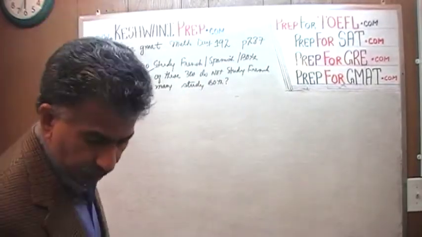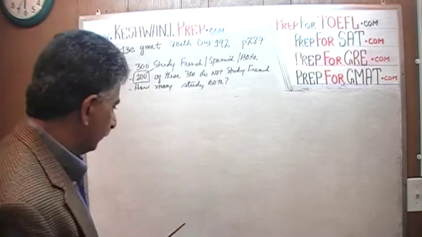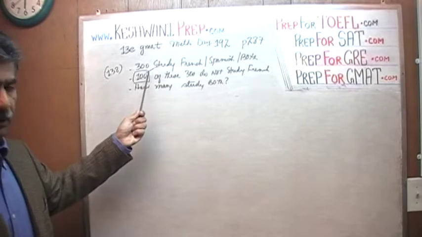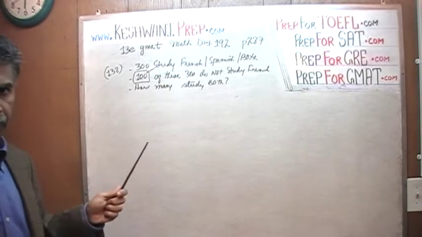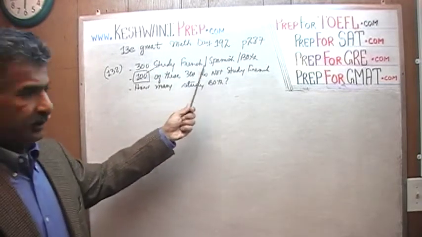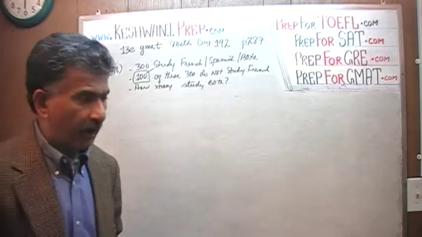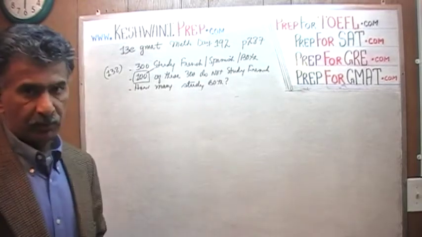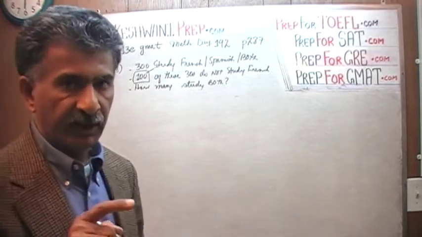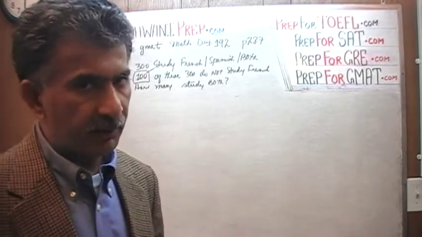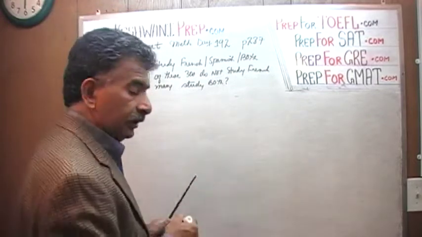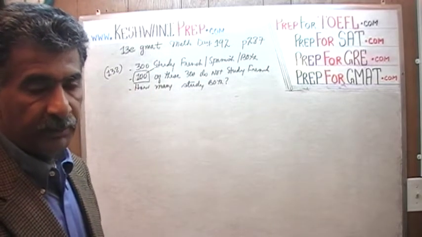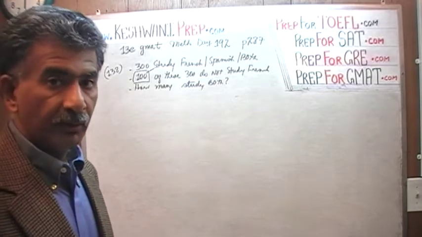In problem number 138, we are told that we have a school in which 300 students study either French or Spanish or both, out of which 100 do not study French. The easiest and the simplest way to deal with a problem such as this one is to employ what is known as a Venn diagram.